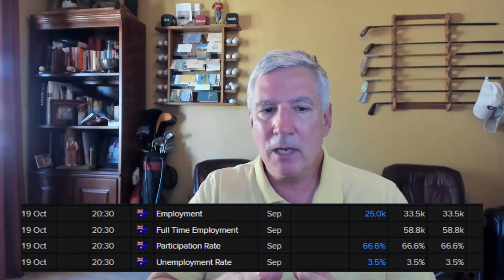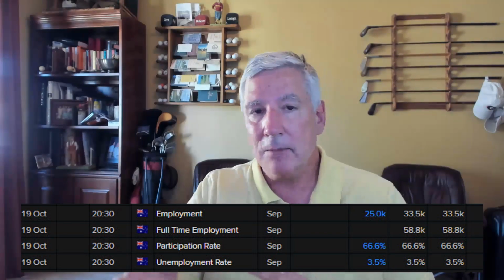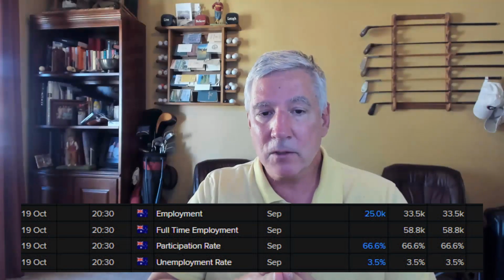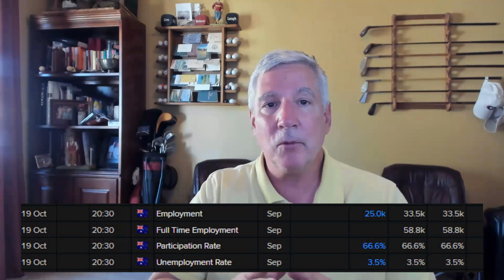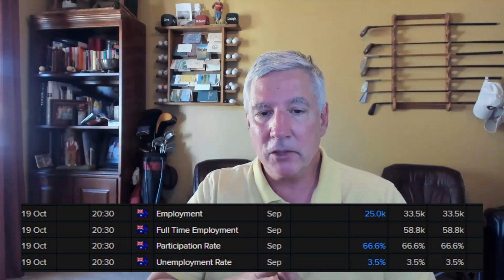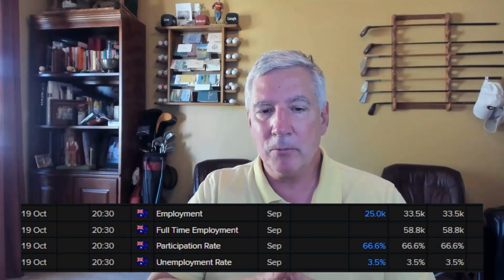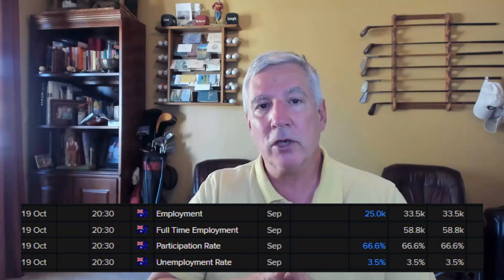This is for the month of September, and the employment change is expected to show a 25,000 increase. That comes after a 33,000.5 increase last month. The full-time employment last month came in at 58,800. There is no estimate for it this month. The participation rate is at a devil's number, 66.6%. That comes unchanged from last month. And the unemployment rate is at 3.5%, which is also unchanged from last month.